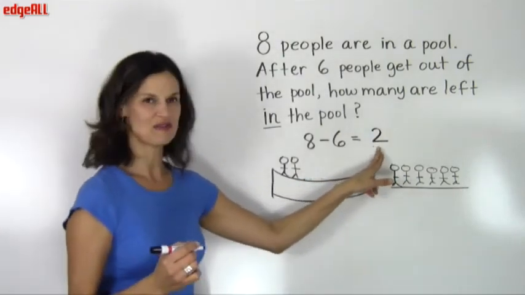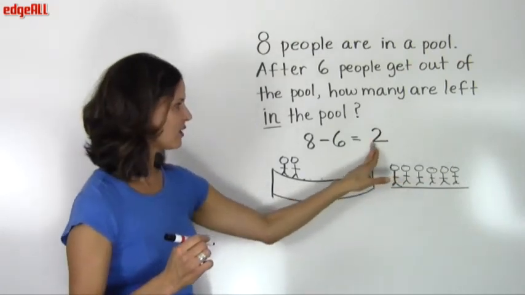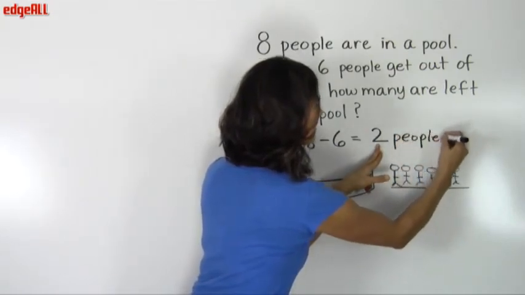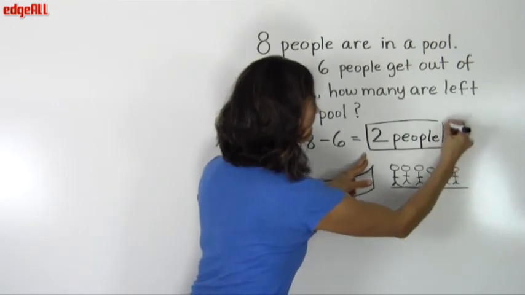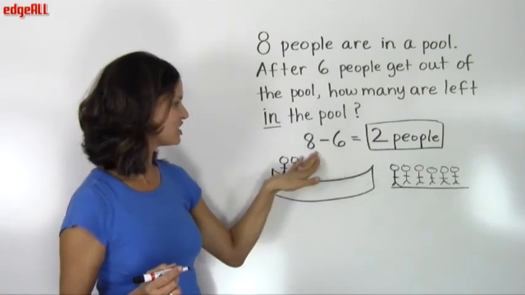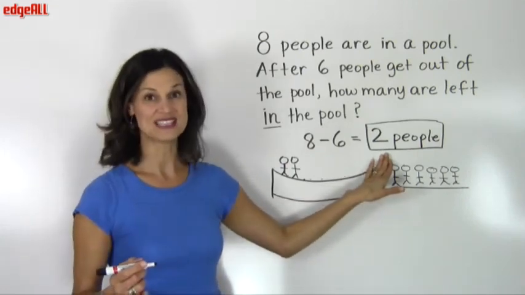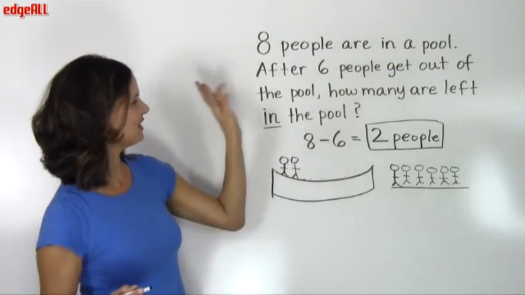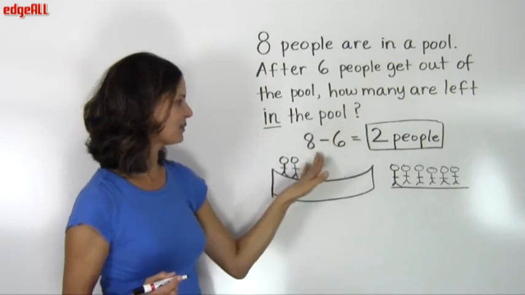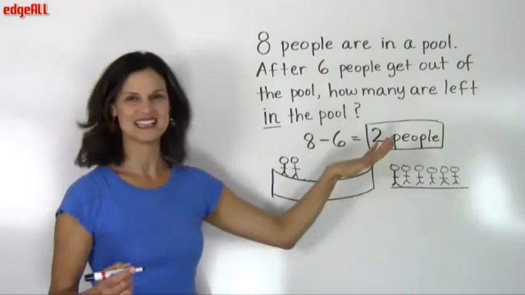Before I report my final answer, I do want to put a label on this so that we know that we're talking about people. So I'm going to say that we have 2 people as our answer. And you can see that our result is smaller than 8, because we started with 8 and we took 6 away. And so our answer is smaller than what we started with. 8 people are in a pool. After 6 people get out of the pool, how many are left in the pool? Our problem became 8 minus 6 equals 2, and our answer to the problem is 2 people.